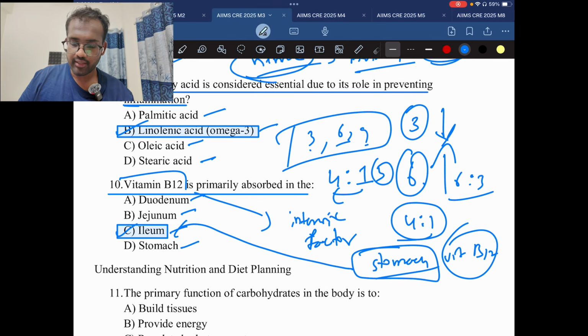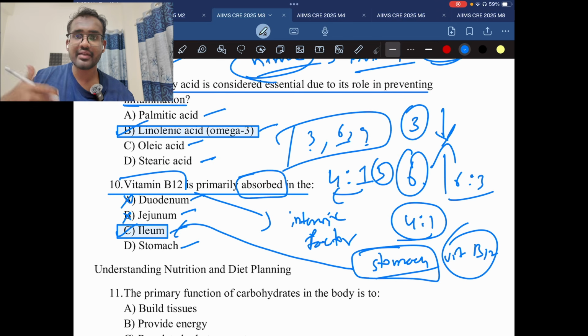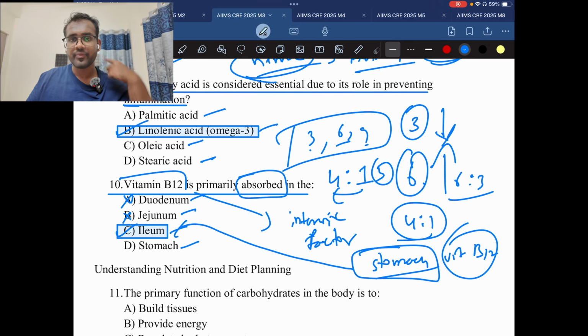So the answer will be C. Duodenum will not absorb vitamin B12. Jejunum also will not absorb vitamin B12. The stomach helps in initial breakdown but not the absorption. Here they ask about absorption. If they ask where it starts getting digested, then it is the stomach. So the answer will be C, ileum. The ileum is the major part where vitamin B12 will be absorbed.